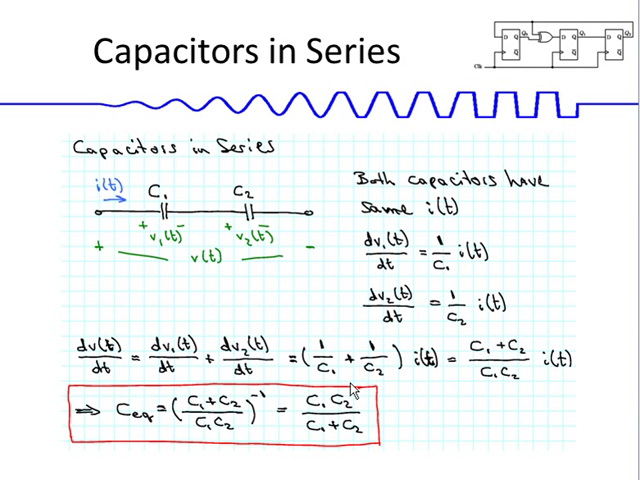If we multiply this out and bring it over a common denominator, we get (C1 plus C2) over (C1 times C2) times I(t). The inverse of that is the equivalent capacitance. So the equivalent capacitance is equal to C1 times C2 over C1 plus C2 for capacitors in series.